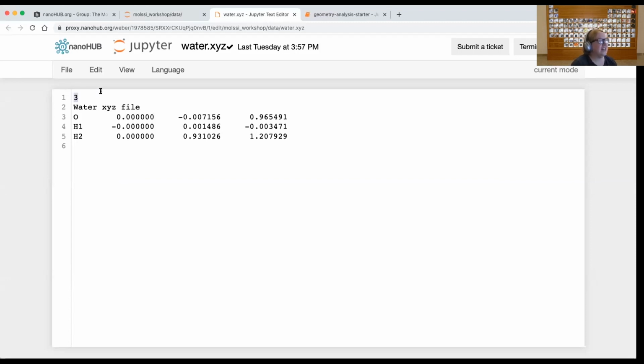The first line is always just a number, and it's the number of atoms in the molecule. The second line is the title line. So it's just words, and it can be whatever information you need. Like it might tell you how the structure was determined. It might just tell you what it is, but the second line is always words. And then from the third line down, you have the atomic symbol, the X coordinate, the Y coordinate, the Z coordinate, okay? So you have the coordinates for each of the atoms.